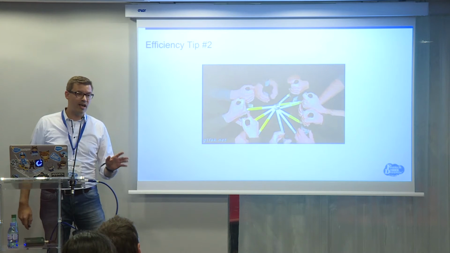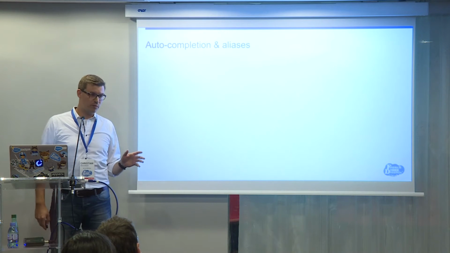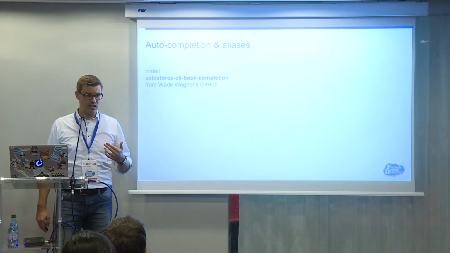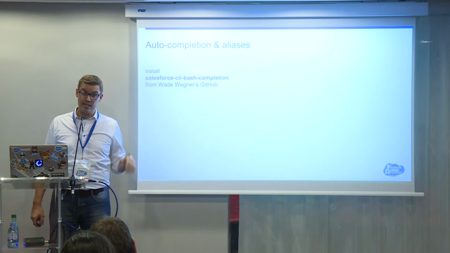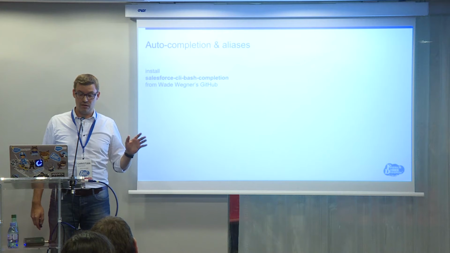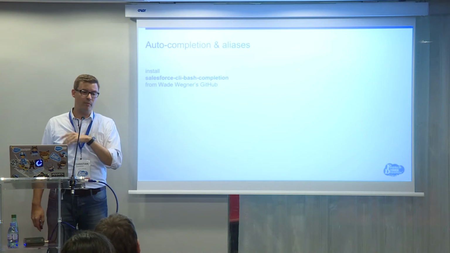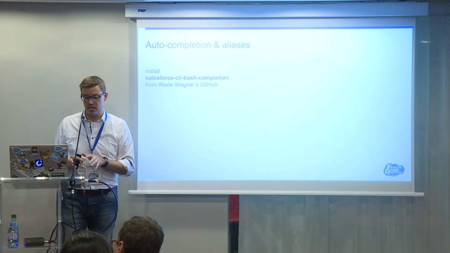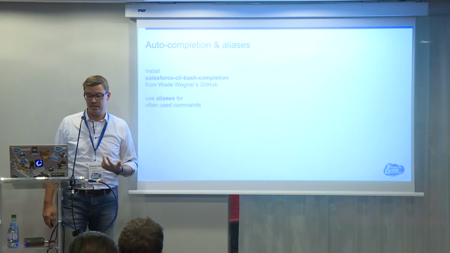Okay, another efficiency tip when you start working with the CLI: you can use auto-completion and you can use aliases. The first one is actually a plugin Wade Wagner has on his GitHub repo. You can just download and install it. And that gives you the behavior that you can use the tab key to auto-complete commands. Okay, so it's less typing. You can use the same behavior as you would when you navigate through paths when you use the CLI.